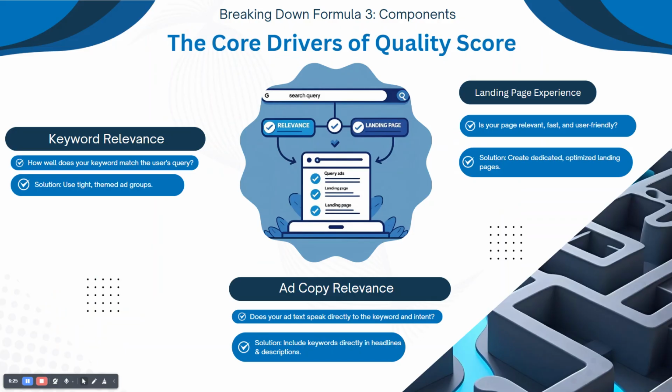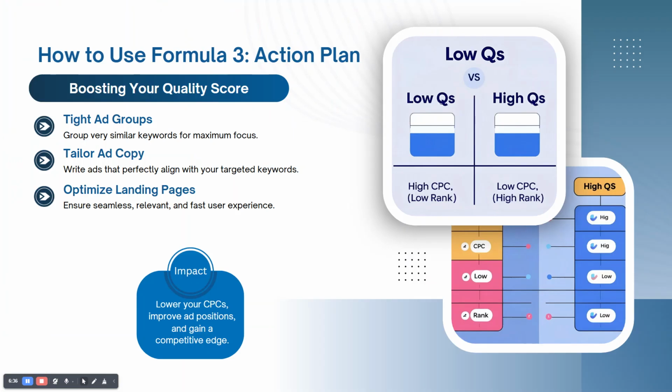Okay, and the third driver is landing page experience. Is your page relevant, fast, and user friendly? The solution is to create a dedicated, optimized landing page. So how can you use this formula? You need to type the ad groups. You need to group very similar keywords for maximum focus. It means you can create 4 to 5 ad groups, and in each ad group you can add similar kinds of keywords, so it is going to improve the relevance of the ad groups.